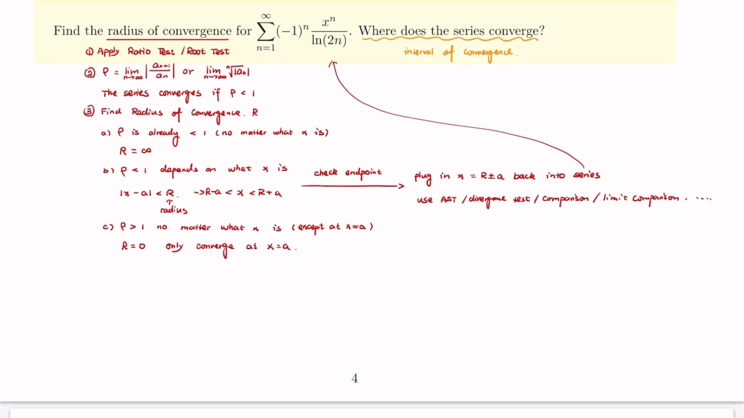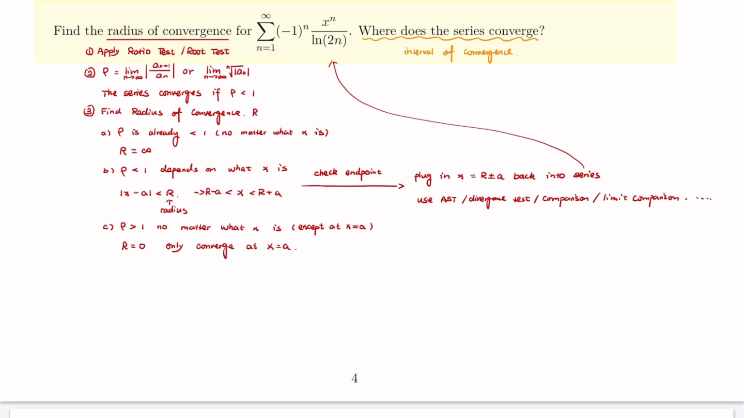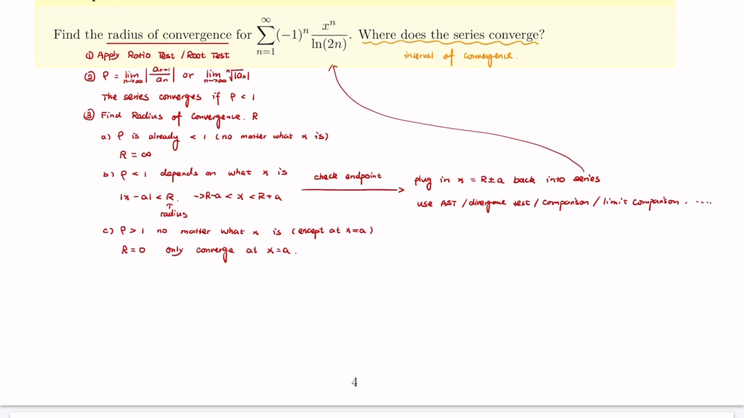So let's do this. After this brief guideline, which is a summary of the last video, let's try this. Here I'm going to apply the ratio test or root test. Because I don't have something to the power of n here, the root test is not really good, so I'm going to use the ratio test. As I mentioned, most likely you're going to use the ratio test a lot of the time. So let a_n be (-1)^n times x^n over ln n. Then we can apply the ratio test.